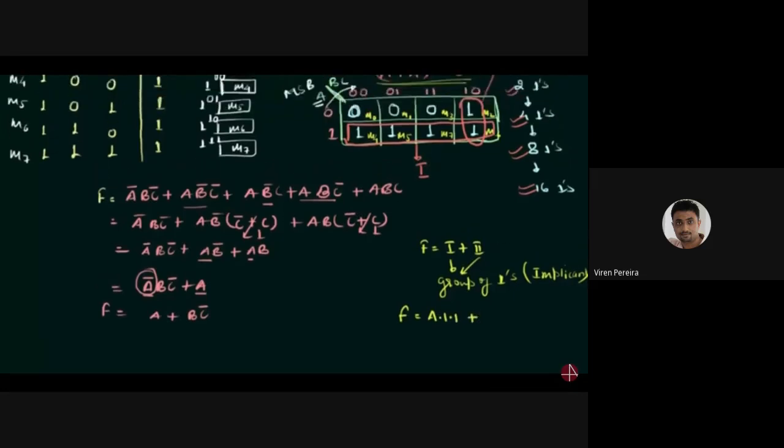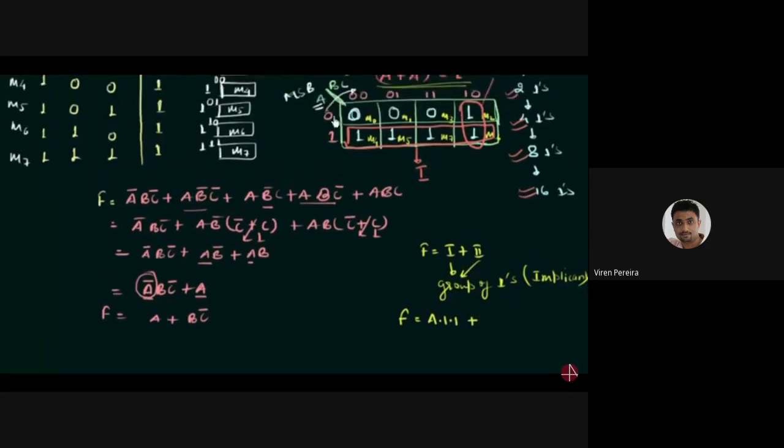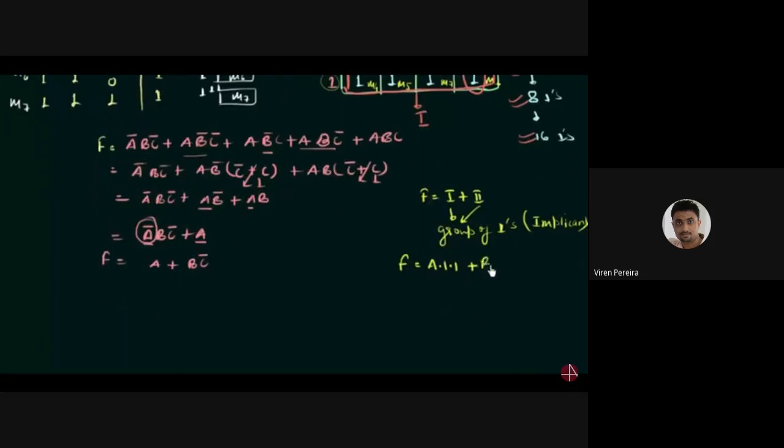In the second group of ones I can see that A is changing from 0 to 1, so A will be neglected, but B and C are not changing. B is 1 and C is 0, so I will write it as B C bar. So F is simply A or B C bar, which is similar to the result obtained from the Boolean algebra.